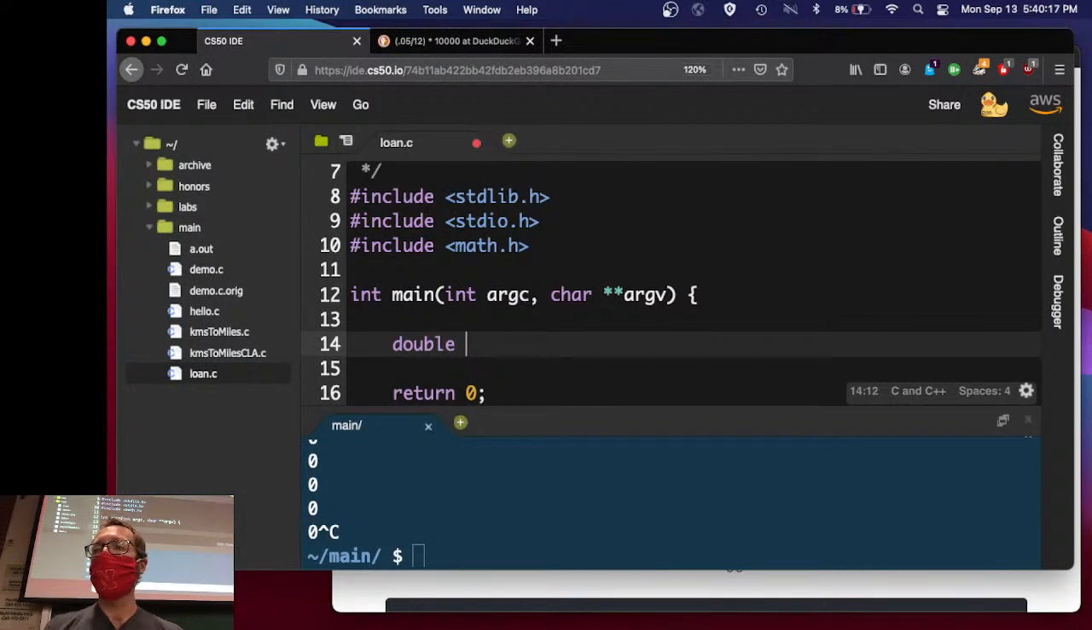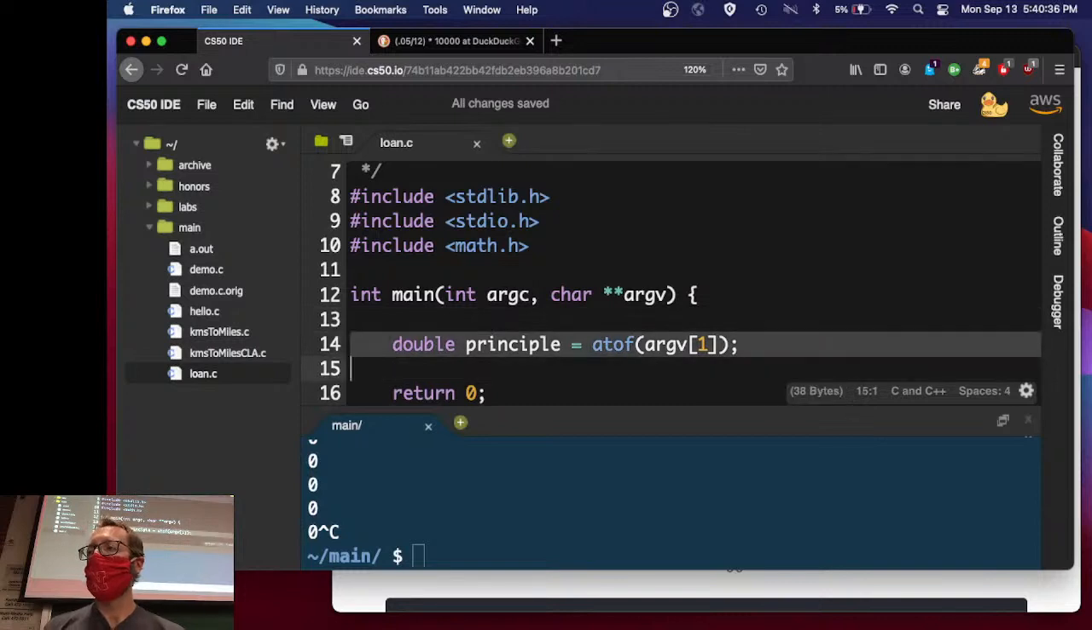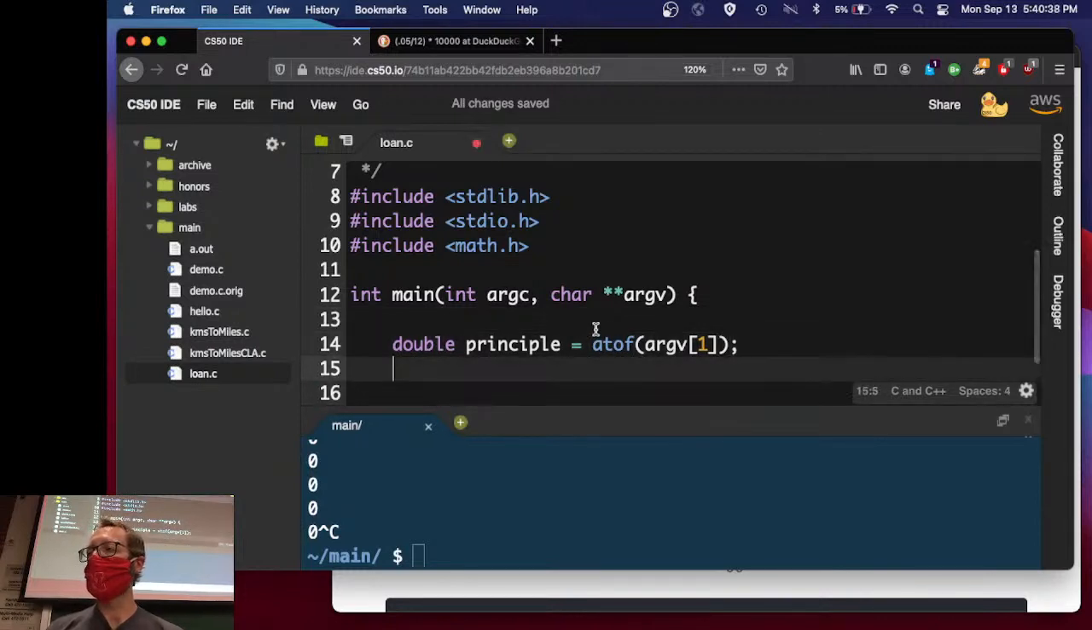The principal will be a double. Simple. How do I read that as the first command line argument? Argv sub what is the first user provided command line argument? 1. Okay. Now, I'm going to need to convert that to a double. What do I use? atof. All right. Principal. What's next? Rate.